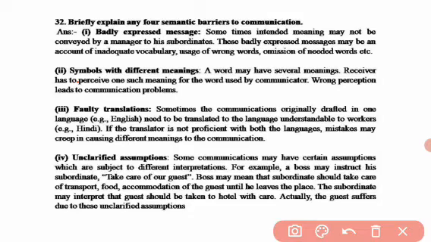So these are the 4 semantic barriers to communication: badly expressed message, symbols with different meaning, faulty translation, and unclarified assumptions.